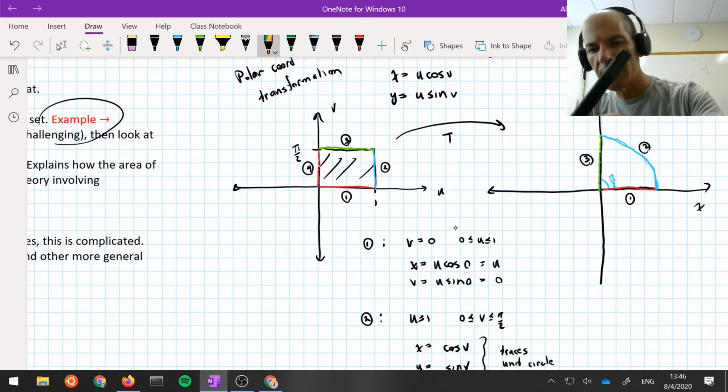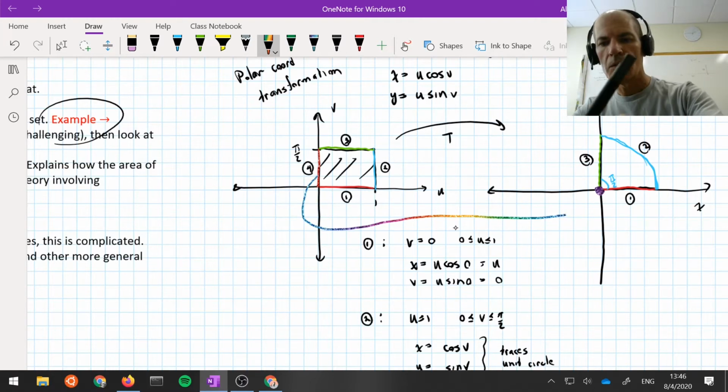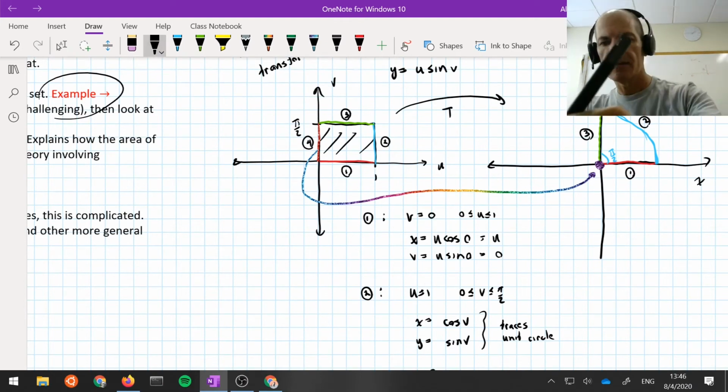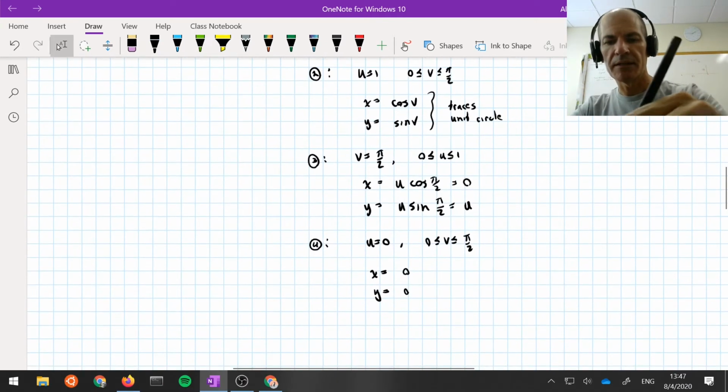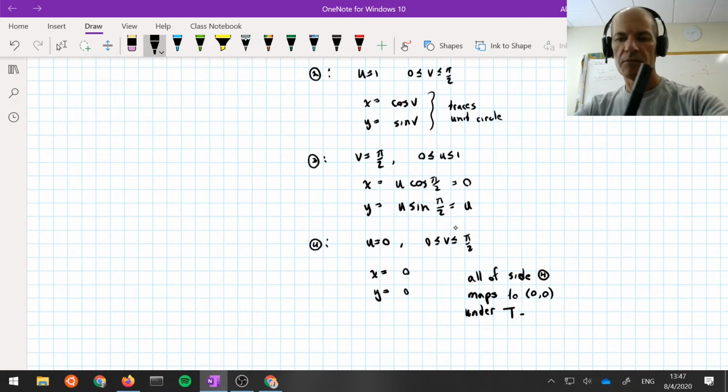What happens to the rainbow side? That whole side goes to a single point. It goes to the origin. So let me label that as side 4, and I'll just make a note down here. All of side 4 maps to the origin under the transformation t. All of side 4 maps to 0 under the transformation t.